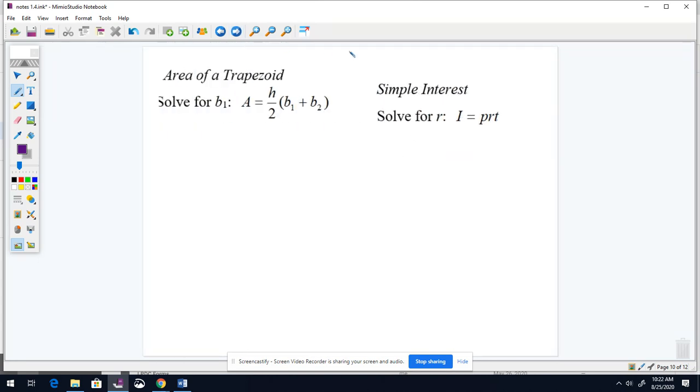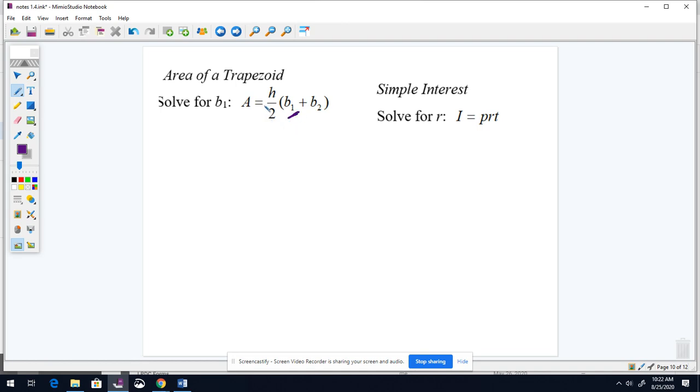Show you a couple other ones here. So this one is a trapezoid area formula you should be familiar with from geometry or even sooner than that. We want to isolate B1. So let me get my cursor here. We want to get this by itself.